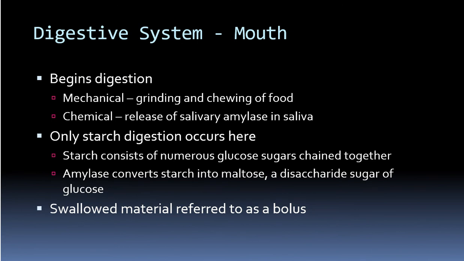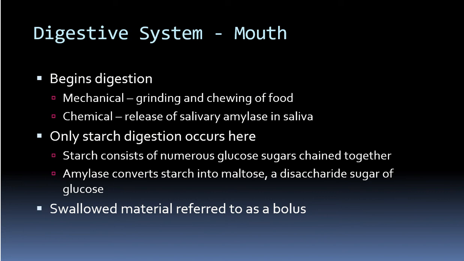When it comes to the digestive system, there are two types of digestion to think about, which would be mechanical and chemical. And this will also be important to consider for your experiment this week in the digestive system. When it comes to the mouth, you will see both types of digestion occurring. Mechanical digestion, which is done by the grinding and chewing of your food with your teeth, and then chemical digestion, which is through the release of salivary amylase in your saliva.